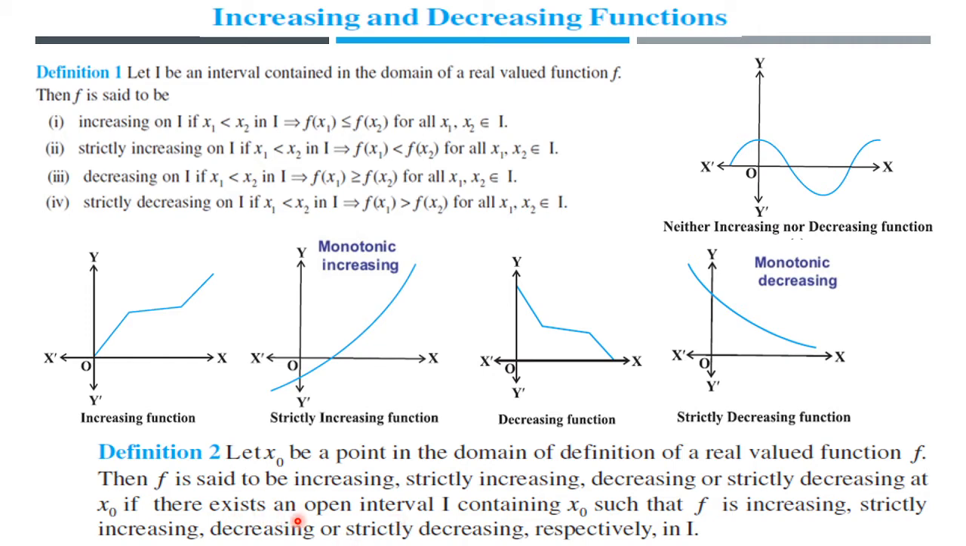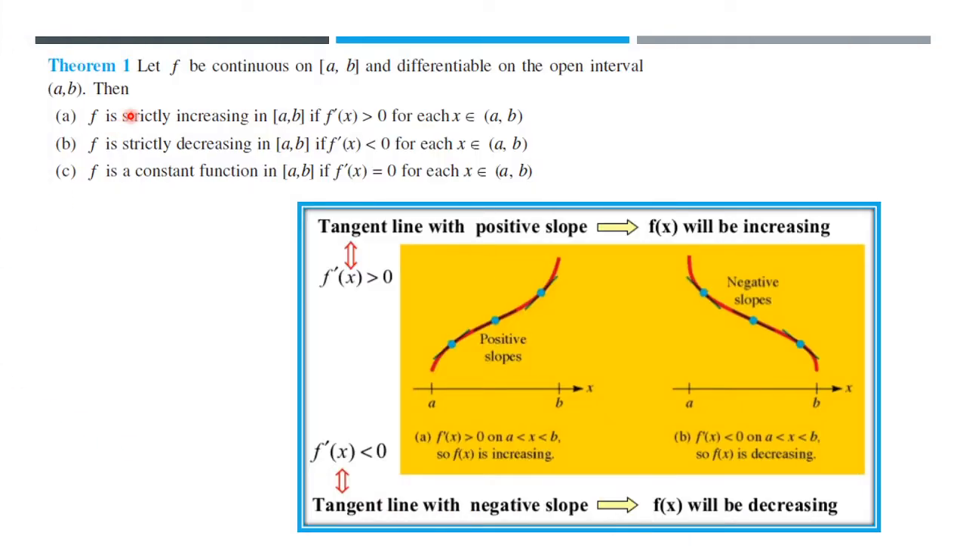So we take the open interval I containing x naught such that f is increasing, strictly increasing, decreasing, or strictly decreasing respectively in I. Now let's understand this theorem. Let f be continuous on this closed interval [a, b], and differentiable as well on the open interval. Again we are talking about open interval. Why? Now we understand. And then f is strictly increasing in this interval if slope is greater than 0, or the derivative f'(x) is greater than 0.